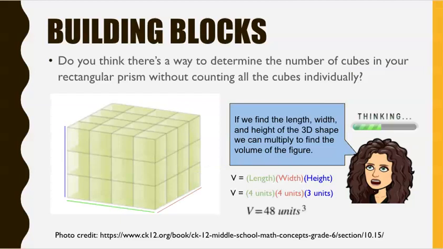There's another way. Instead of just counting all the cubes individually, we can find the length and the width and the height of this three-dimensional shape. And if we multiply all those together, we will get the volume. So if we take our length, which is 4 units, and our width, which is 4 units, and our height, that's 3 units, and multiply them all together, notice we get 48 cubic units. Now notice we wrote units times units times units, which would give us cubic units. So it's either way that you want to think of it.